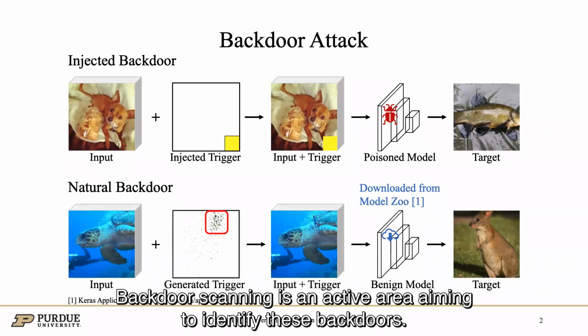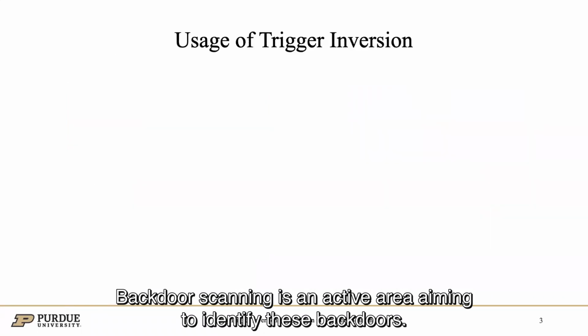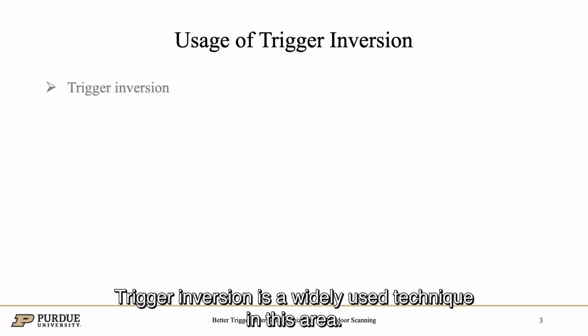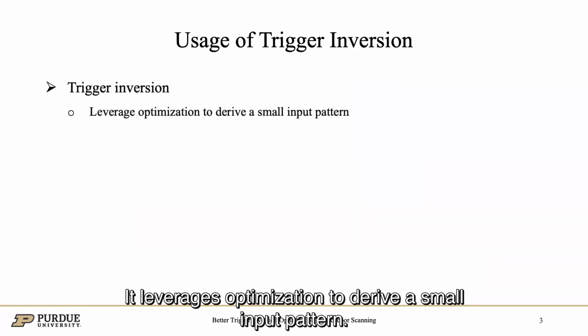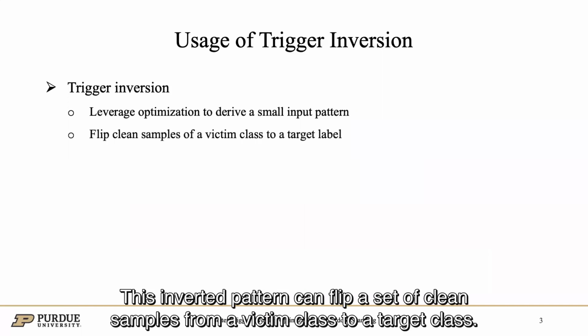Backdoor scanning is an active area aiming to identify these backdoors. Trigger inversion is a widely used technique in this area. It leverages optimization to derive a small input pattern. This inverted pattern can flip a set of clean samples from a victim class to a target class.